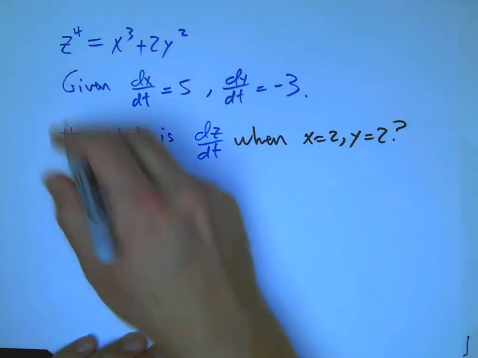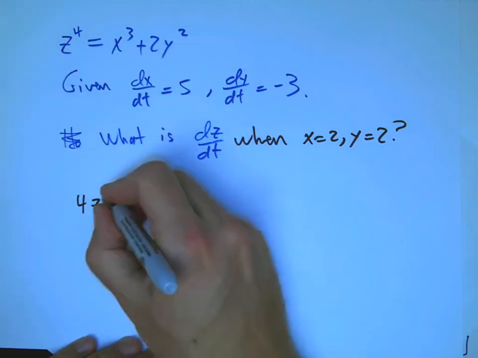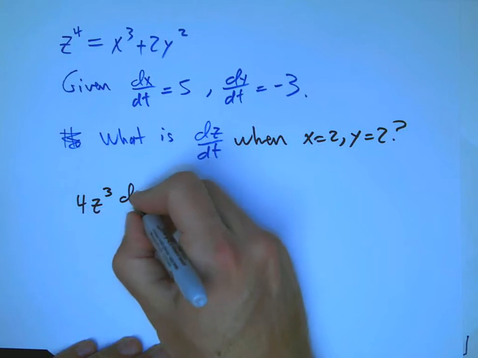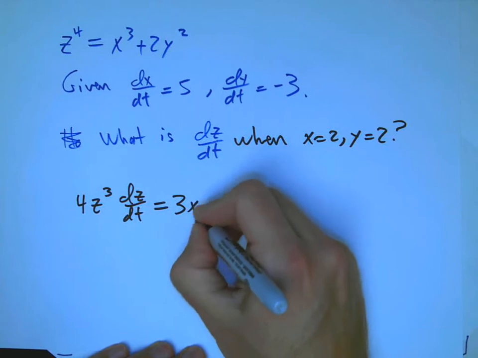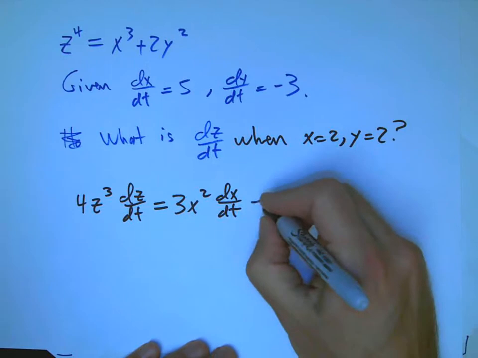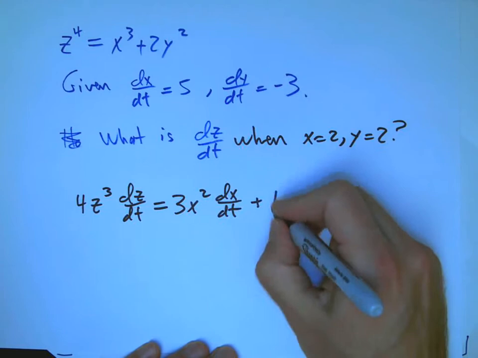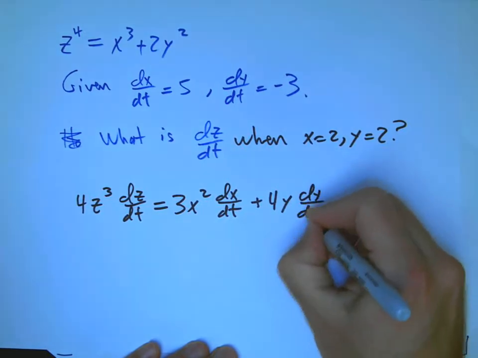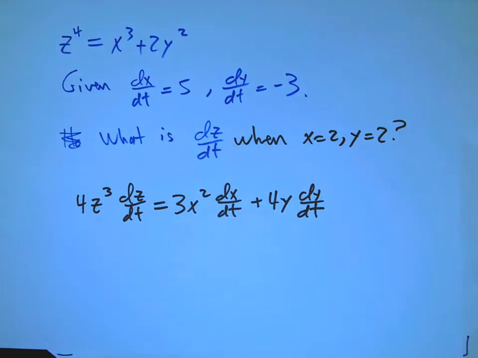Always, what you do with the master equation there is you differentiate both sides. The derivative of z to the fourth with respect to t is, well, that's the derivative of something to the fourth, which is 4z cubed, but then the chain rule says you've got to put in dz/dt. The derivative of something cubed is 3 times that something squared, but the chain rule is active here too, times dx/dt. This is 2 times mystery function y of t squared, so we get 4y dy/dt. So I've differentiated the master equation.